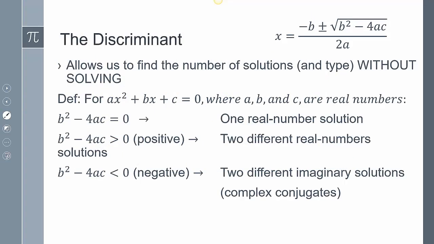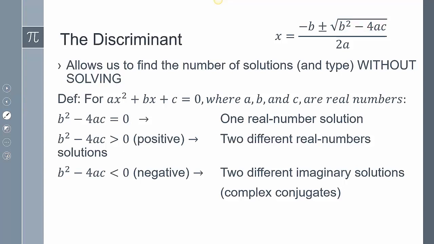The last thing we're going to talk about here is the discriminant. The discriminant allows us to find the number of solutions and type without solving. So it gives us information about what kind of solutions I may or may not get when it comes to my quadratic equation. The actual discriminant is b squared minus 4ac. It's only this portion of my quadratic formula.